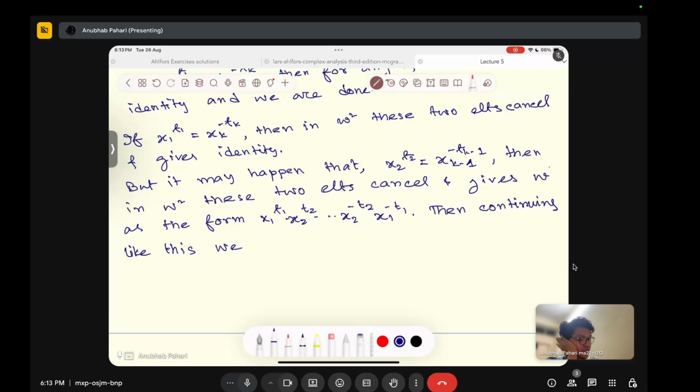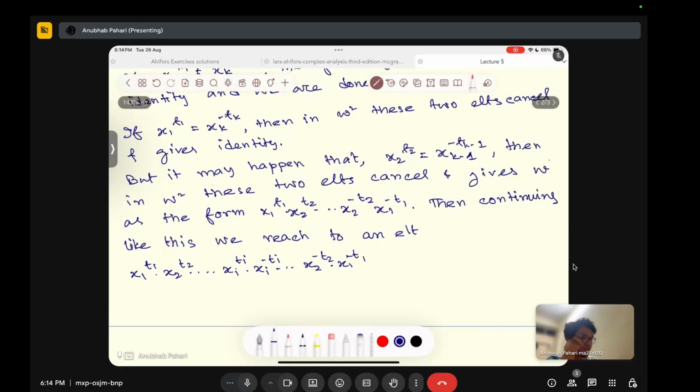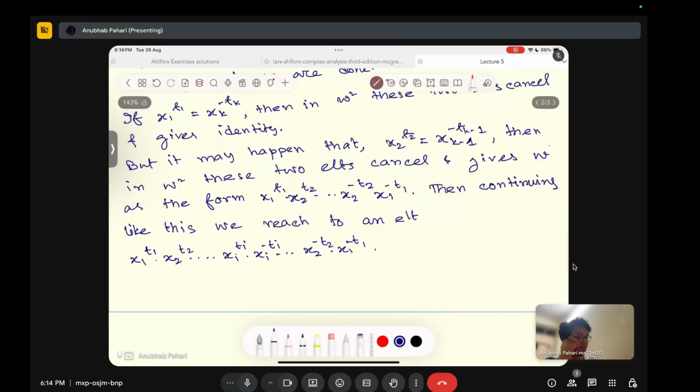we reach an element x1 to the power t1, x2 to the power t2, dot dot, xi to the power ti, xi to the power minus ti, x2 to the power minus t2, and x1 to the power minus t1. But this implies what? But this implies that w is identity, right?